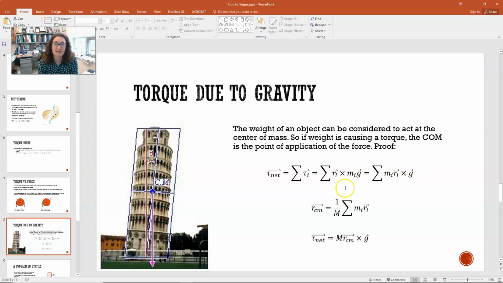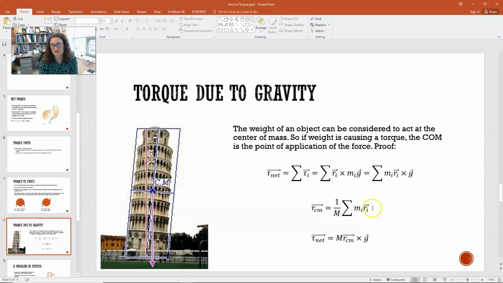All right, now I'd like to remind you of the definition of our center of mass vector, which I've indicated here with R subscript CM. And that's 1 over the total mass, which I've indicated here by big M, of the sum of all the little mass chunks times their position vectors, sum of m_i r_i.